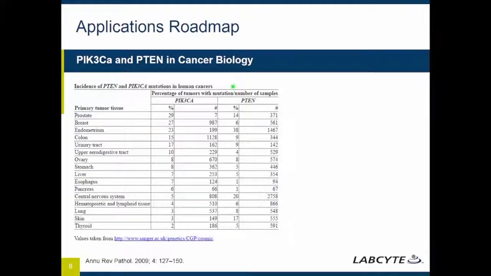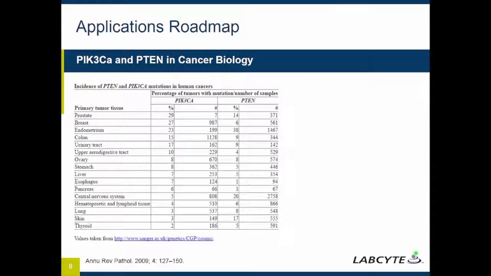A deeper dive into the genetic variation of two of the proteins in the pathway highlights the importance of genomics in cancer biology. Here we are looking at an old slide showing the percentage of tumors with mutations in either the PI3K-CA or PTEN protein. As you can see, there are many different tissues affected, and in some cases high occurrence rates for both mutations. As a result, cancer is no longer defined by tissue type, but rather by genotype.